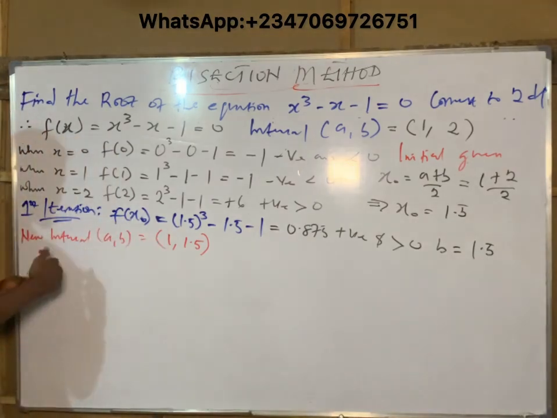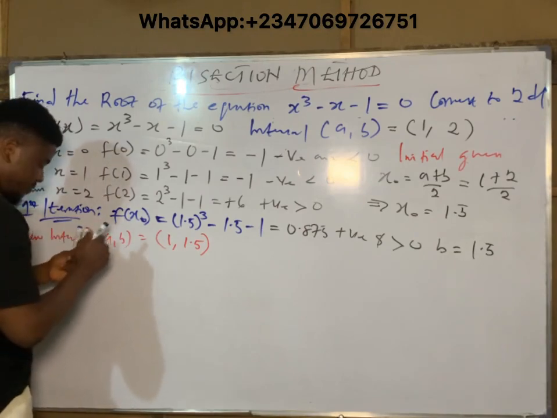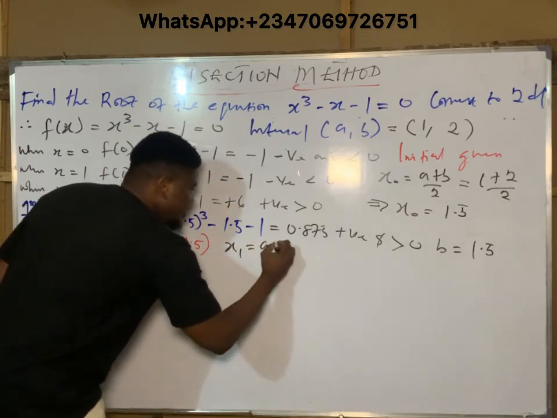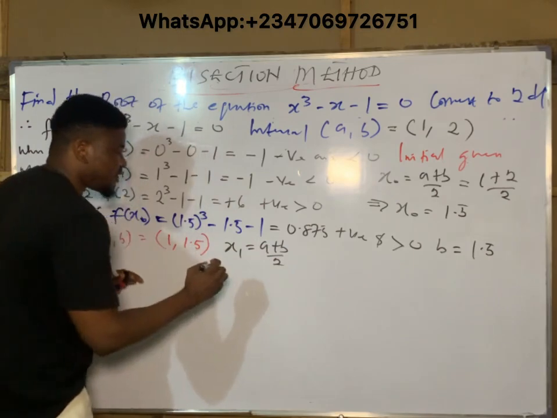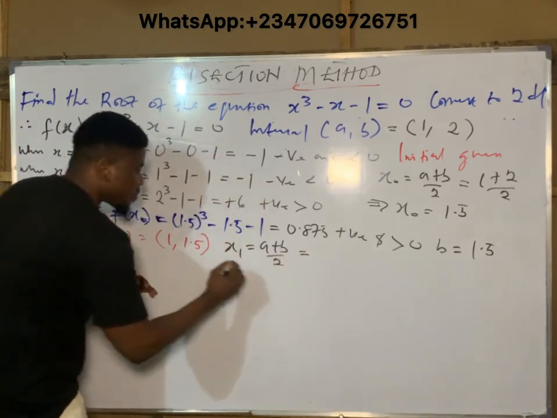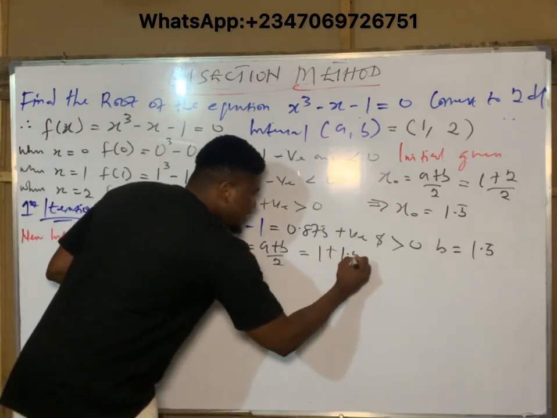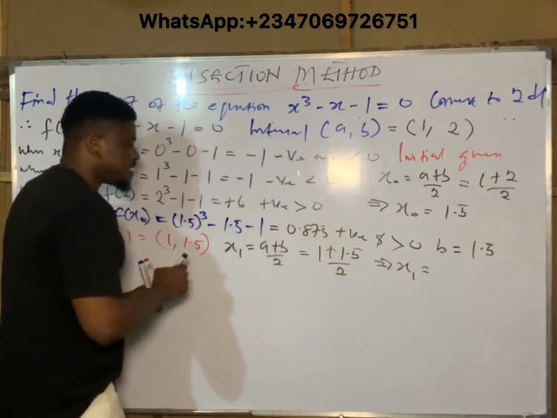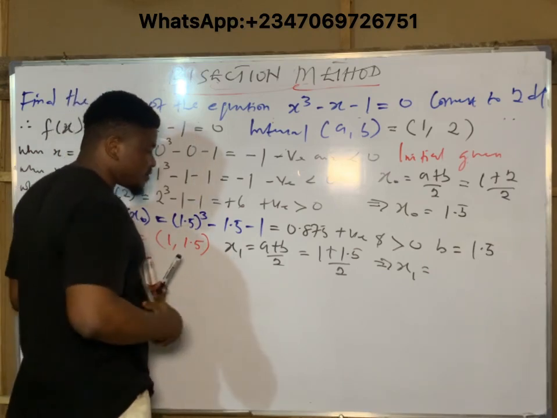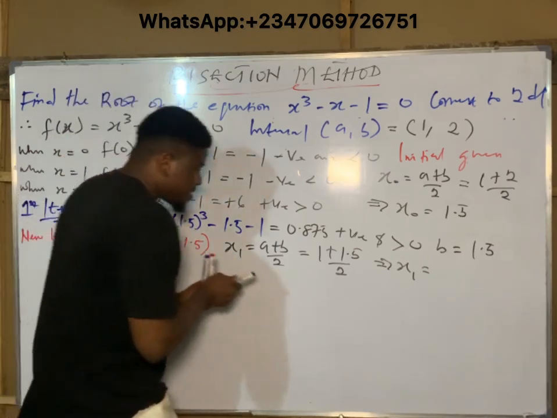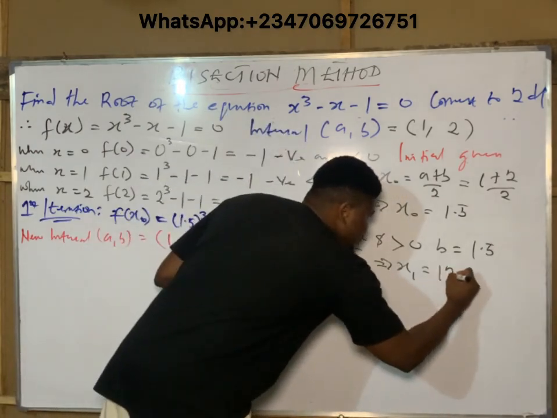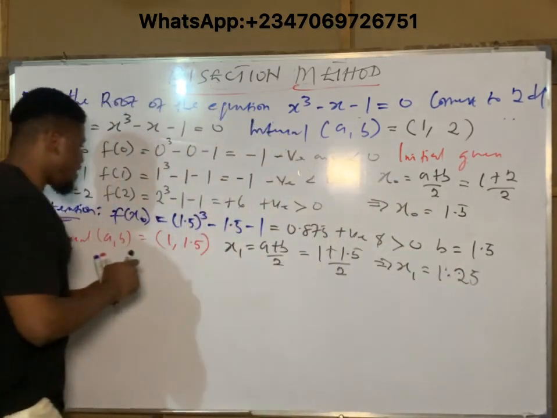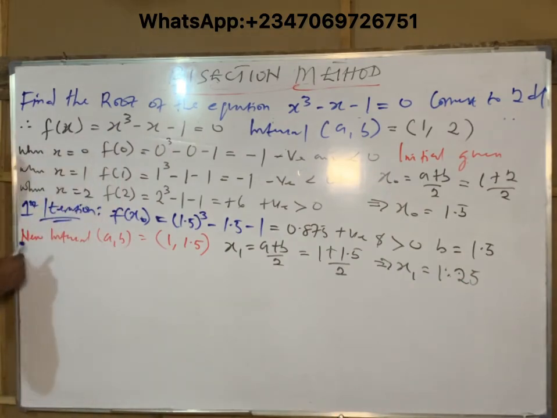So we simply bisect 1 and 1.5 to find our next iterative value. So that is going to be x1. So we find x1. x1 remains a plus b divided by 2. Still the same formula. Now this is going to be equal to a is 1 plus b is 1.5 divided by 2. So we have our x1 to be equal to, let's simply get 1 plus 1.5 divided by 2. So that simply gives us 1.25. We have x1 to be 1.25. Okay, so if we have x1 to be 1.25, we perform the second iteration.